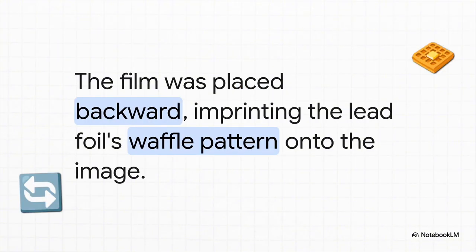Oh, this one's a classic. Inside every film packet, there's a thin sheet of lead foil to absorb extra radiation. But if the film is placed in the mouth backward, the X-rays hit that foil first, imprinting its distinctive waffle pattern right onto the image. It's an instant giveaway of the error, and it can make the final image too light to spot anything subtle.